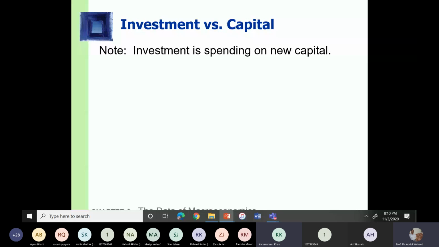So investment is spending on new capital. Sir, can I ask something? Yeah. Sir, how would we differentiate between business fixed investment and inventory investment? Basically, inventory investment ultimately goes to the business fixed investment.